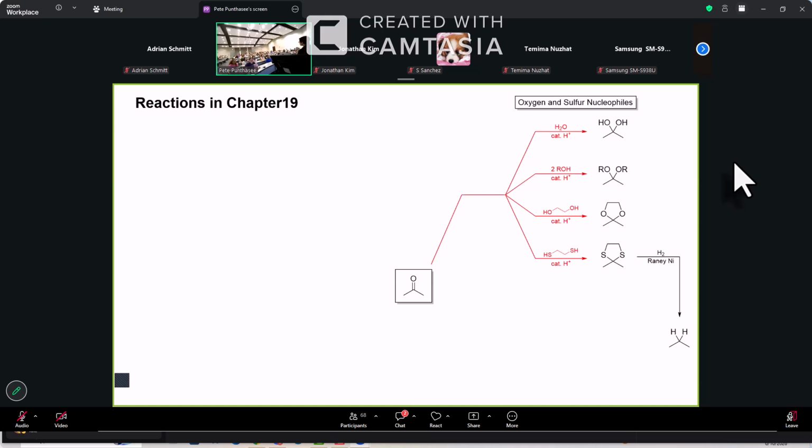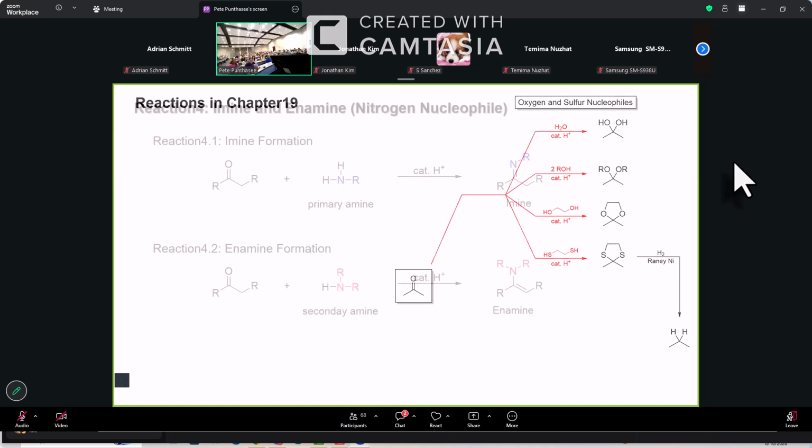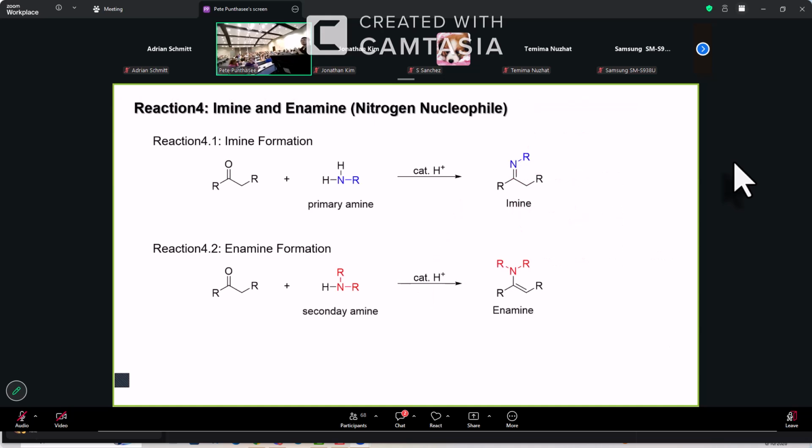This is oxygen and sulfur nucleophile. The next part will be nitrogen nucleophile. We got two options. Look at the differences between these two. For nitrogen nucleophile, you got two types: primary amines or secondary amines. They give you slightly different products. We'll talk about how they differ. The mechanism is pretty much the same thing.